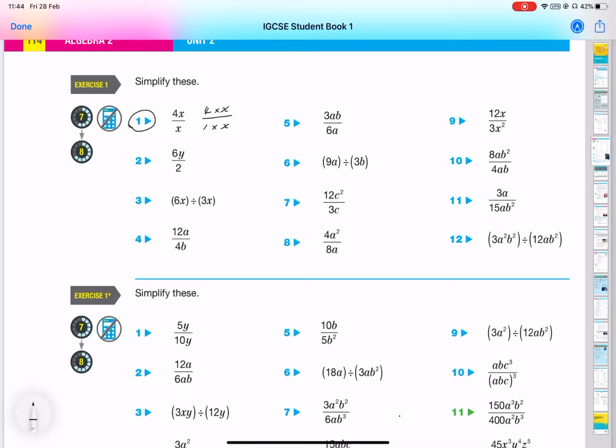This is very much a why video as opposed to just a how video. Because for how videos, I could just say, well, there's an x there and there's an x there. They cancel, and you end up with 4. 4 is the right answer here, but why do they cancel?